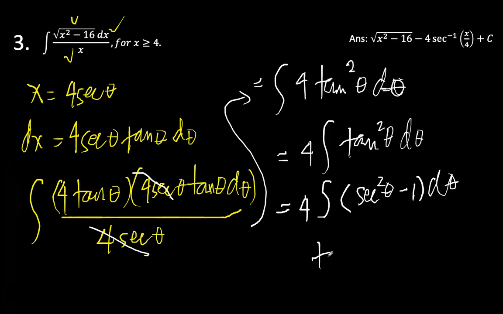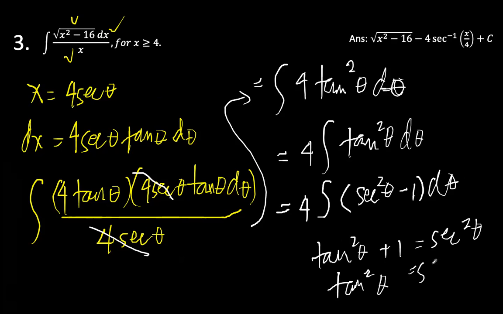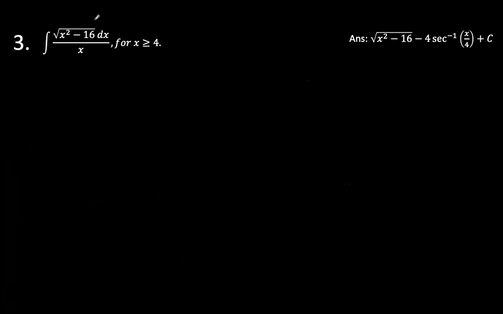Because we know that tangent squared theta plus 1 is equal to secant squared theta. So to find tangent squared, we have tangent squared theta is equal to secant squared theta minus 1. This is what we substituted here. Okay, so let's continue. Let's simplify. So we have 4, let me just copy, secant squared theta minus 1 d theta.